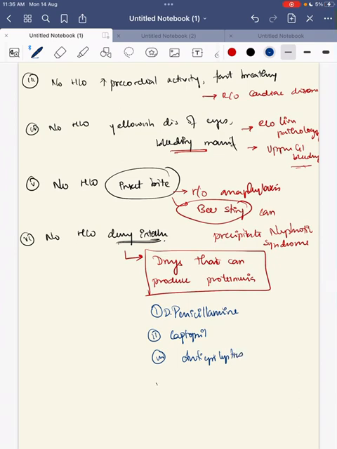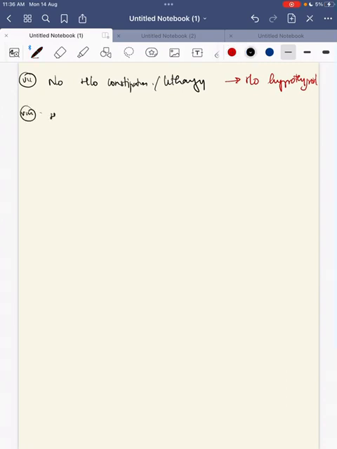Your anti-epileptics. Fourth will be NSAIDs. NSAIDs are nephrotoxic drugs. So I asked the history for this drug intake. Okay. Next, seventh, pertaining to hypothyroidism, you will be having no history of constipation or lethargy in the child. This is to rule out hypothyroidism, because a child with mixed edema can present with swelling.